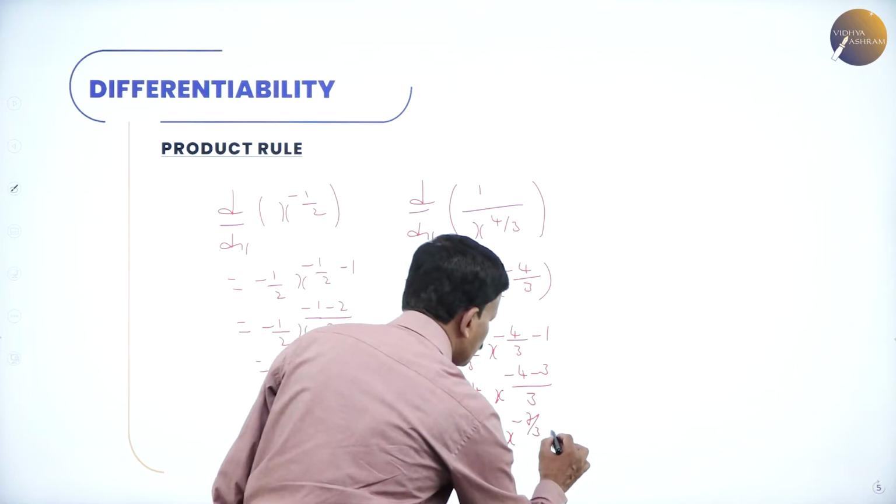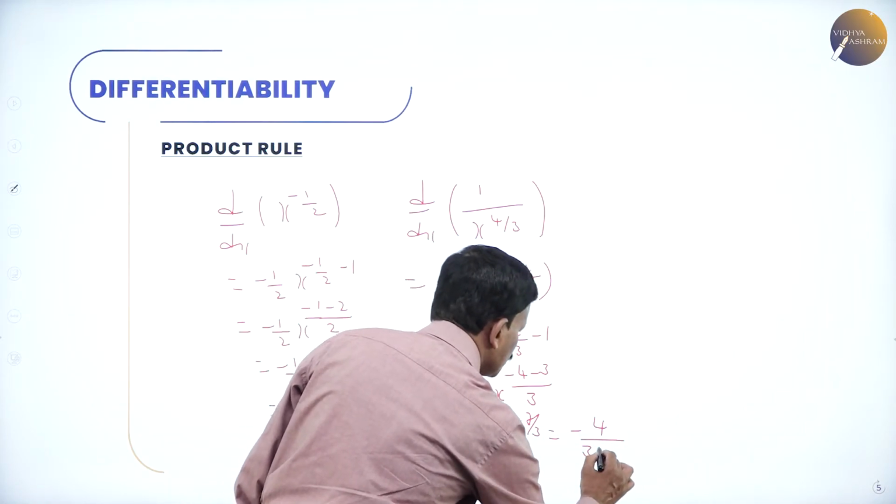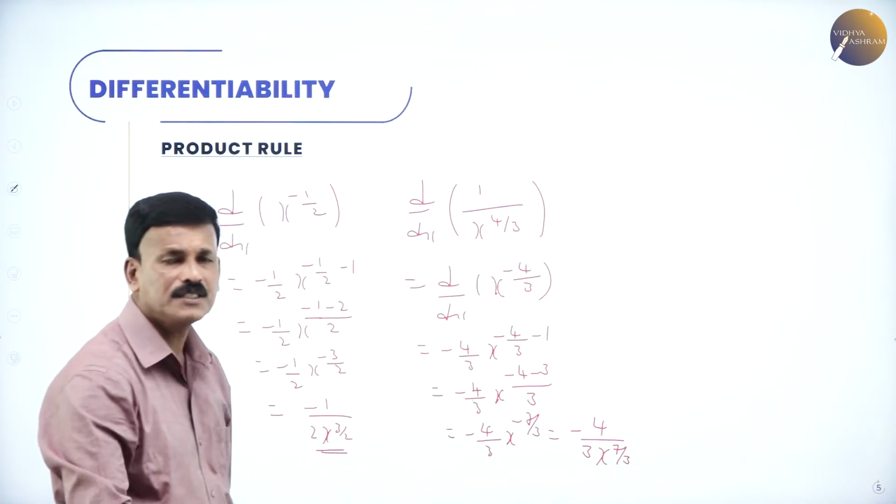Or if you want, you can bring this to the denominator: minus 4 divided by 3 into x to the power of 7 by 3, since x to the power of minus 7 by 3 can be written as x to the power of plus 7 by 3 in the denominator.